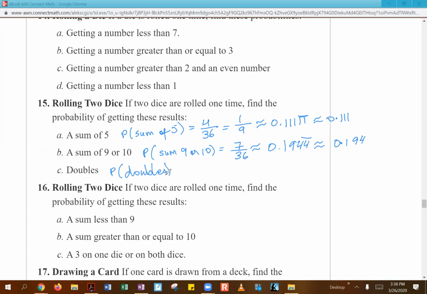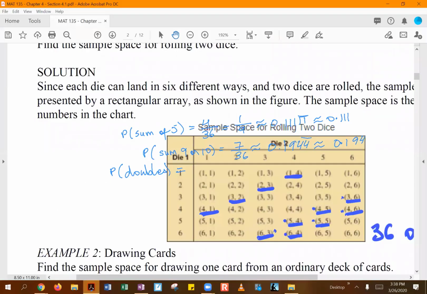Now they want to know what's the probability of getting doubles. So again, let's go back to our sample space here and the probability of getting doubles. So for doubles, of course, we're talking about 1, 1, 2, 2, 3, 3, 4, 4, 5, 5, and 6, 6. Let me go ahead and erase some of these older marks so we don't get too confused here.